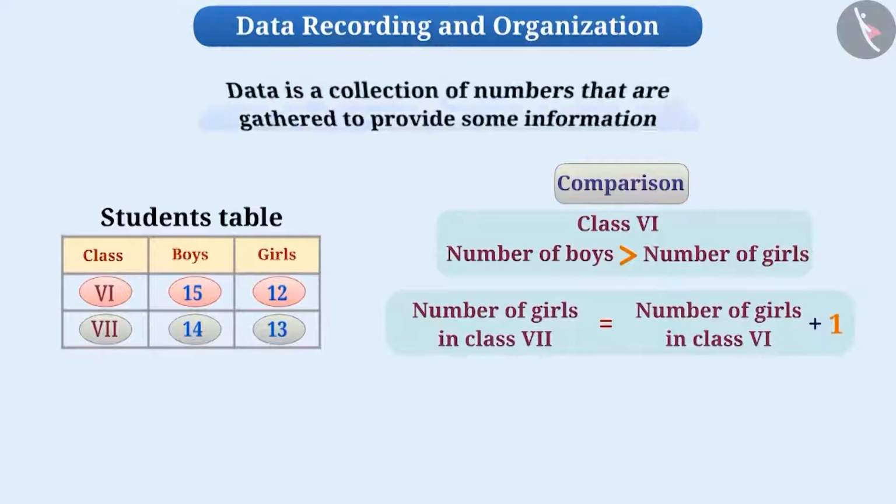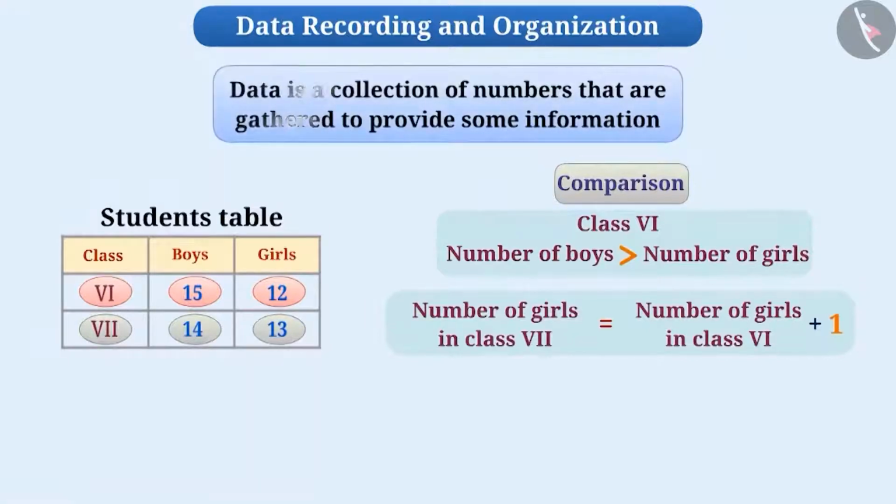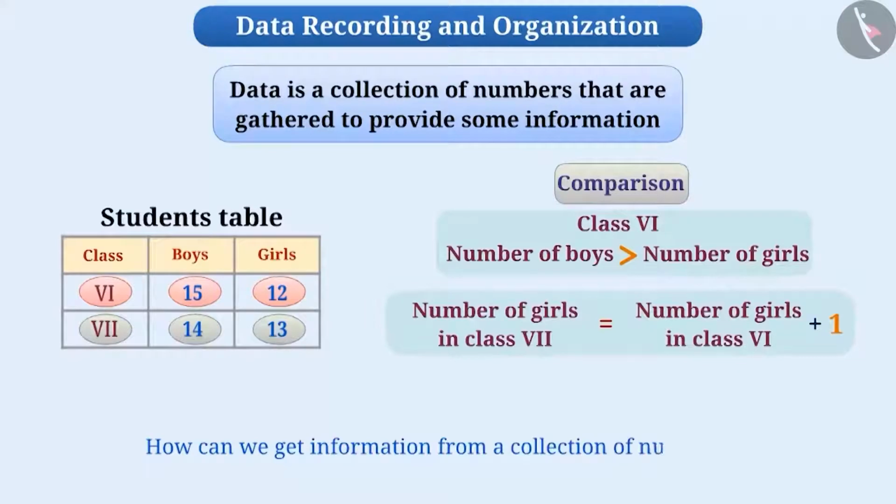With this understanding, we can say that data is a collection of numbers that are gathered to provide some information. Just think, how can we get information from a collection of numbers? Let us understand this with an interesting example.